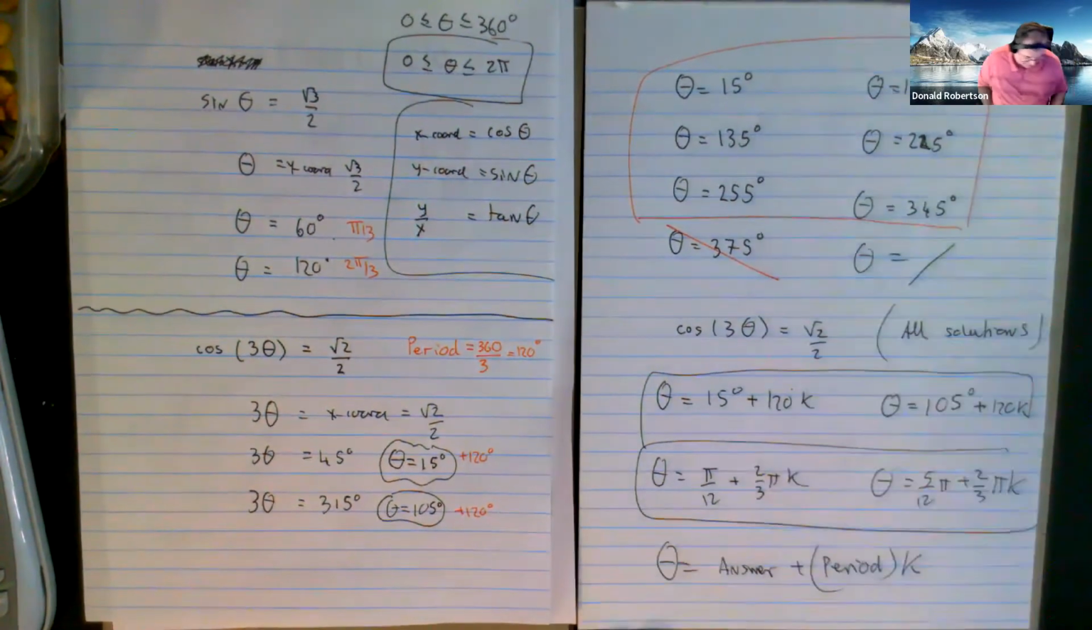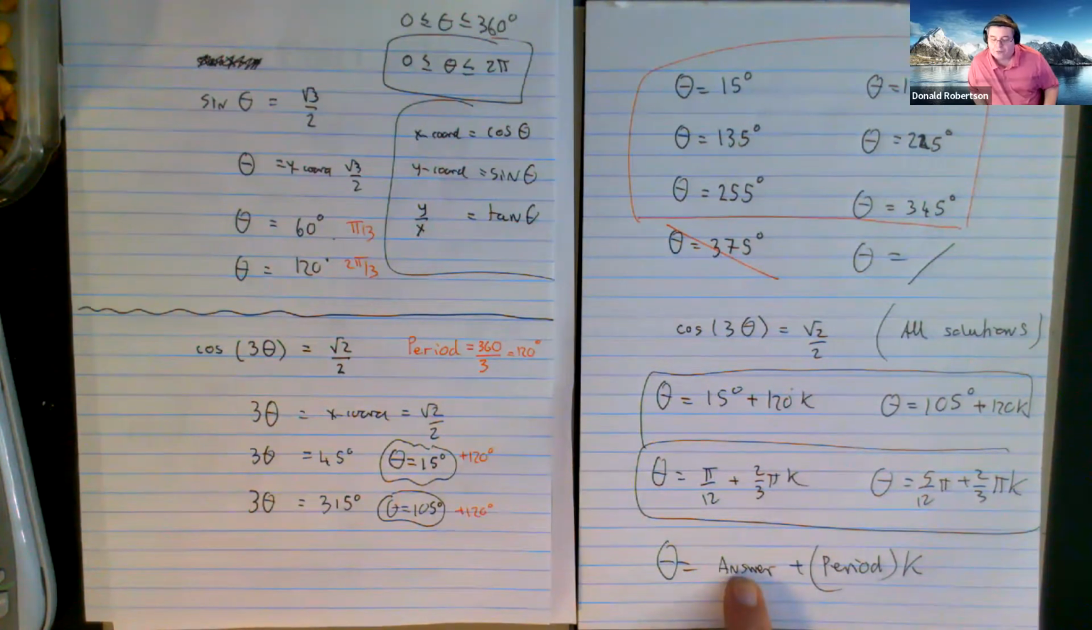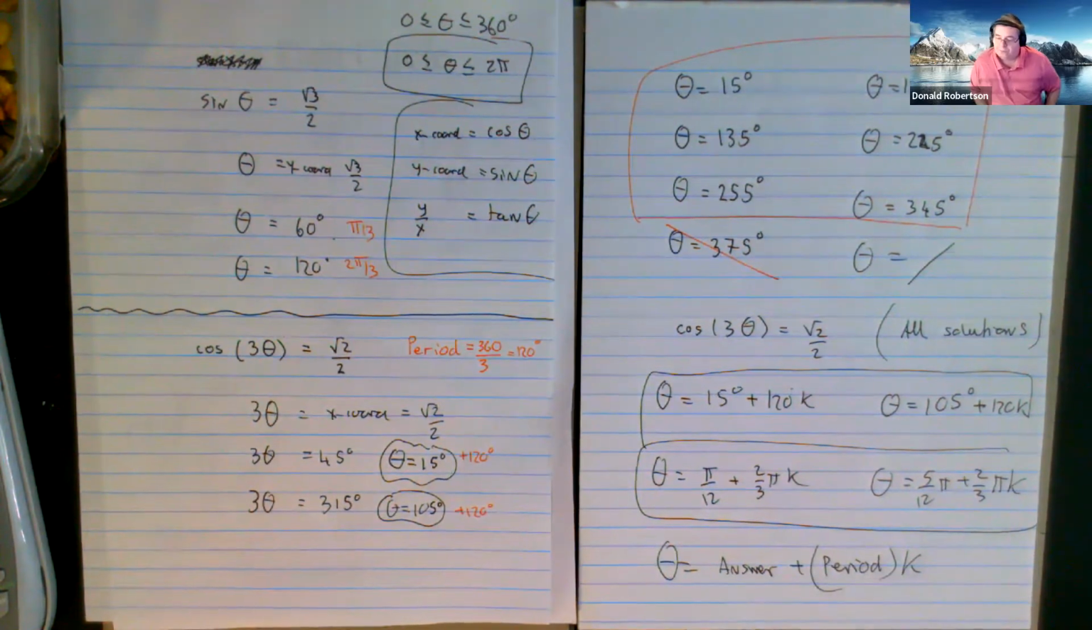So if you got an answer of 15 and the period is 120, it's 15 plus 120k. If the answer was pi upon 6 and the period was pi, it would be pi upon 6 plus pi k. Are we good with that?